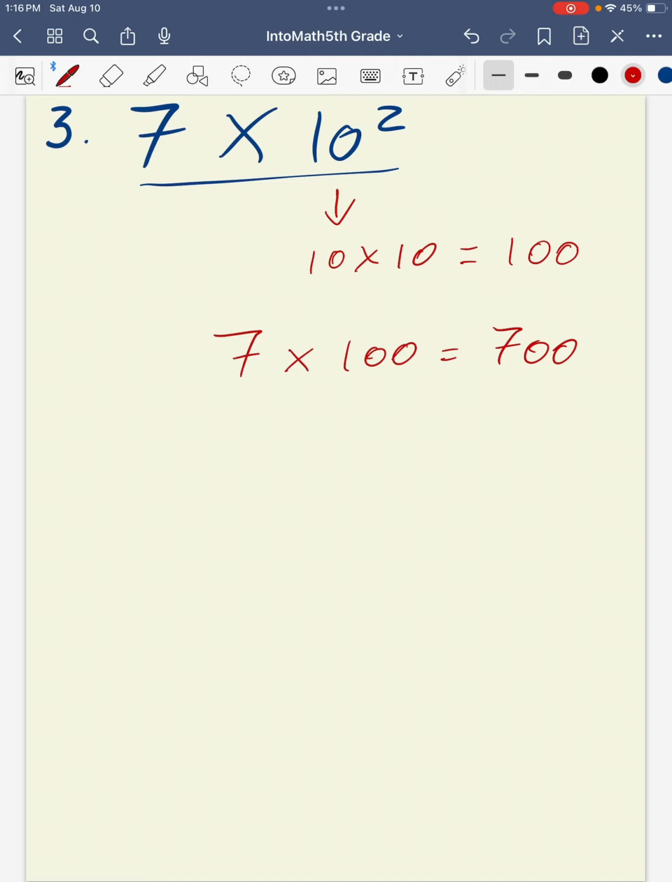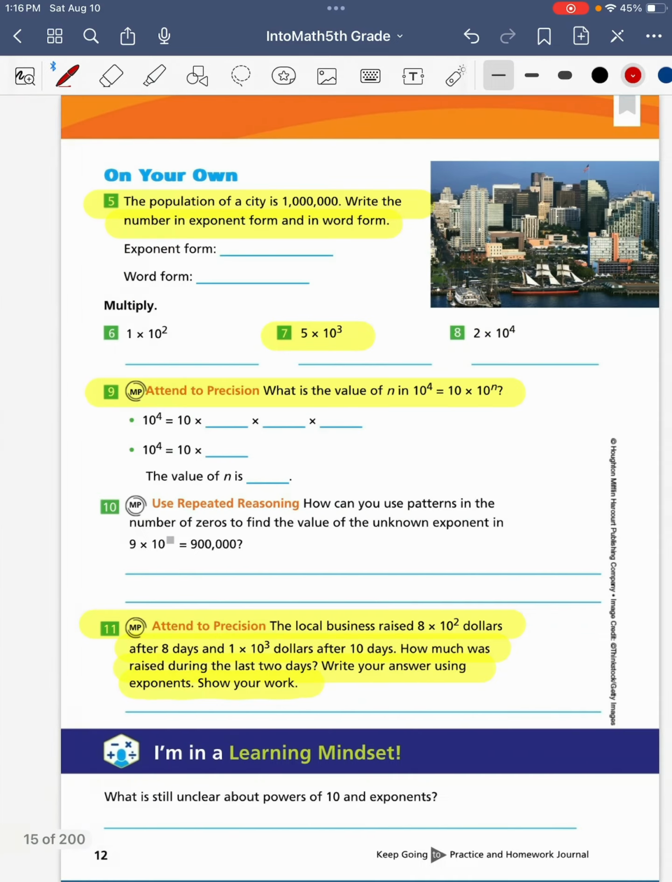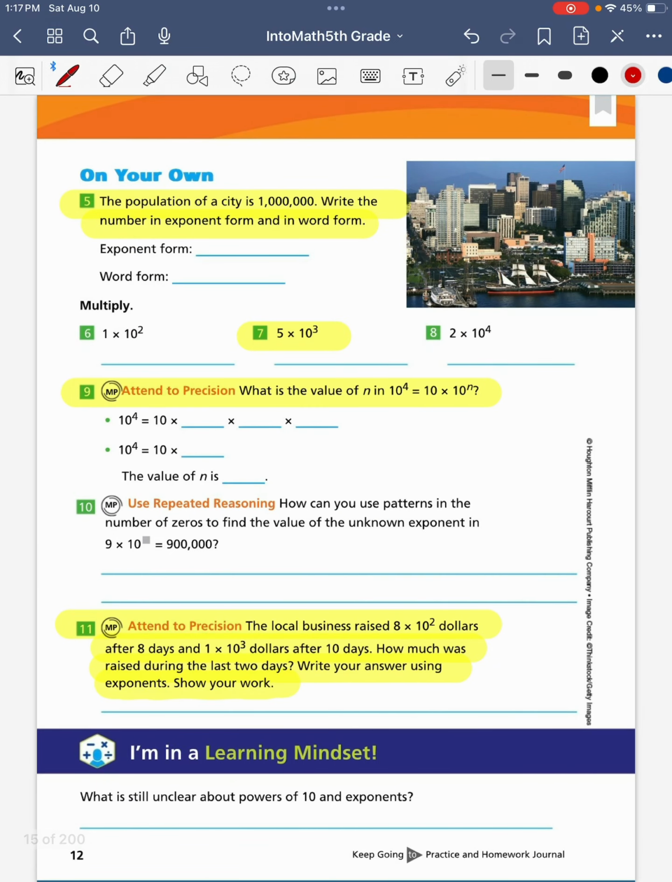Another way I can do this is I can look at what my exponent is on my base 10. This 2 tells me that I will have 2 zeros, and then I multiply 7 times 1 to give me a product of 7. Put it all together, and my total solution is 700 for problem number 3. Flipping now to page 12, we're going to continue with the odd numbers 5, 7, 9, and 11 for on your own.